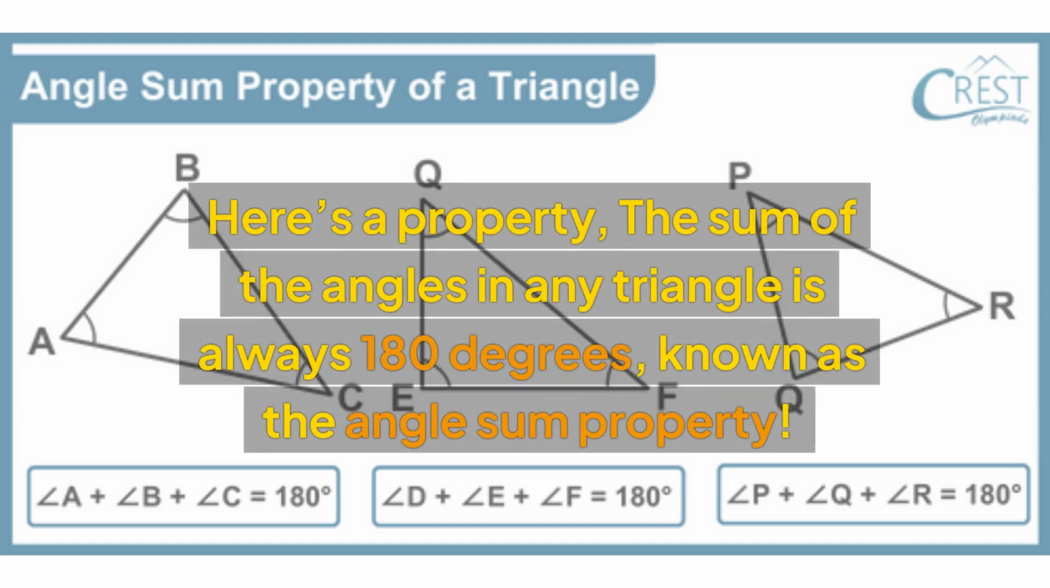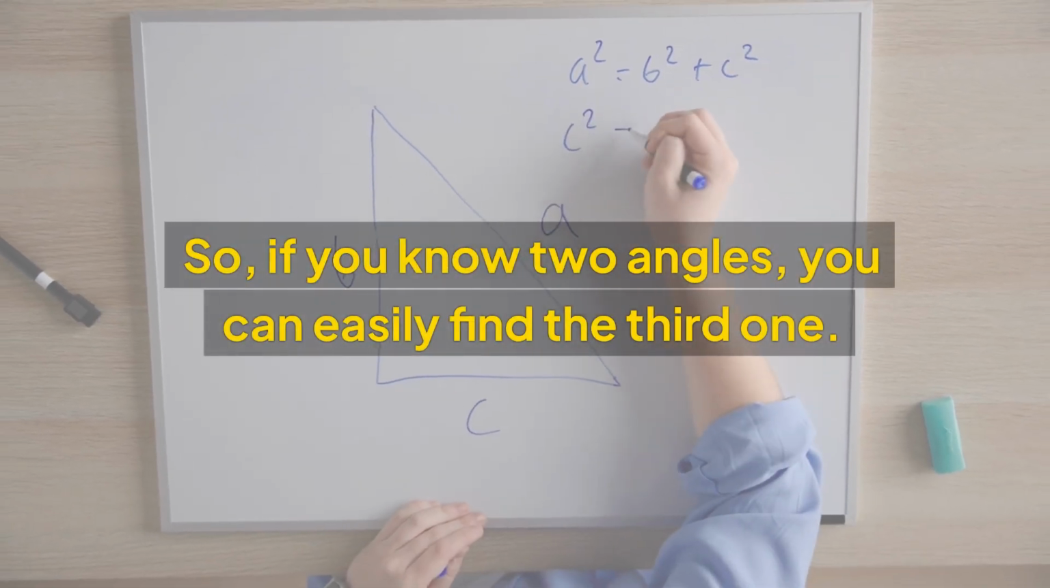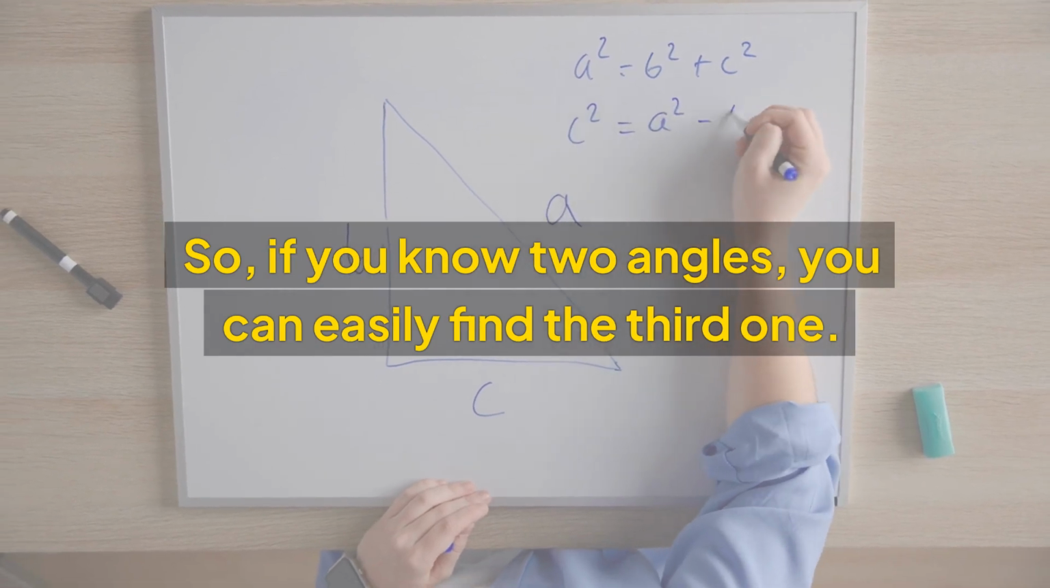Here's a property. The sum of the angles in any triangle is always 180 degrees, known as the angle sum property. So, if you know 2 angles, you can easily find the third one.